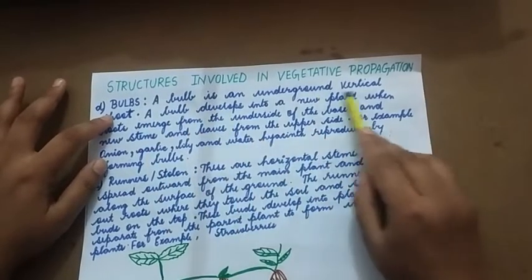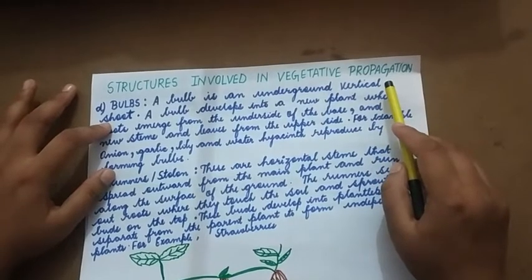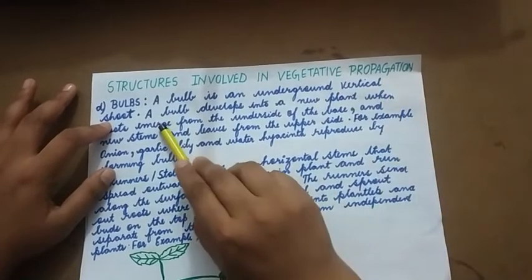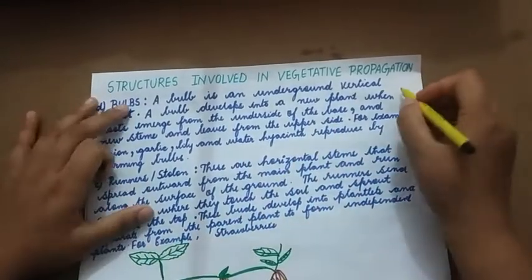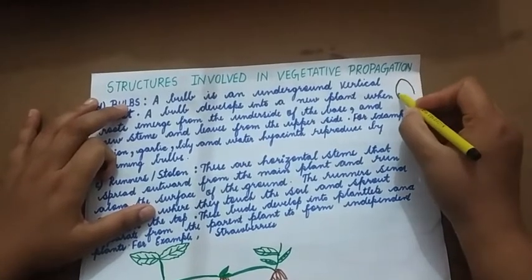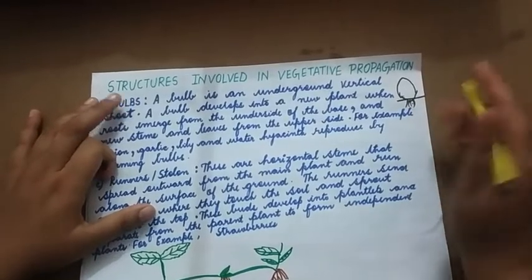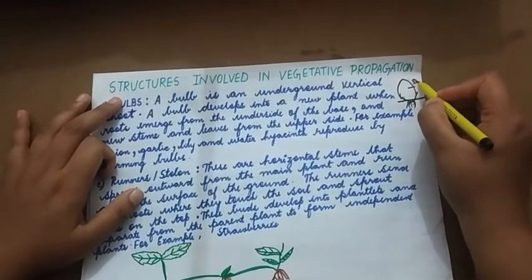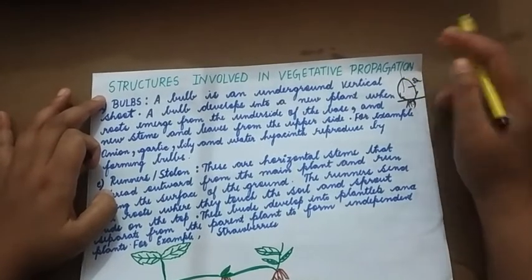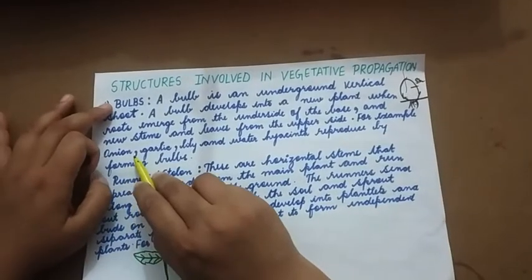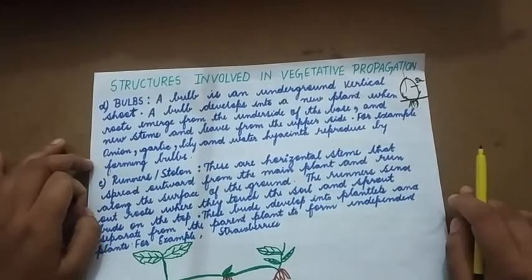A bulb is an underground vertical shoot. An example is onion. It's a modified vertical shoot and it develops into a new plant when a root emerges from the underside of the base. So in an onion, the roots arise from the underside. This is a modified stem, and leaves arise from here. We see the leaves slowly arise. Apart from onion, garlic, lily, and water hyacinth reproduce by forming bulbs.